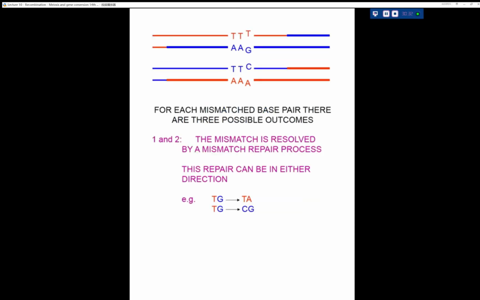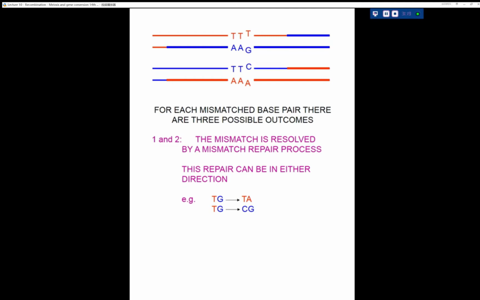So there's three possible situations for each of those mismatches. I'll show the mismatches here. The mismatch is resolved by a mismatch repair process, and that repair can be in either direction. You can either go back to a TA base pair, or you can go back to a CG base pair. The reason for that is the mismatch repair process can't distinguish between mutant and wild type DNA. All it sees is a mismatch. The repair enzymes don't know there should be a TA there to give the wild type, or if it's a CG. So it's a 50-50 chance.